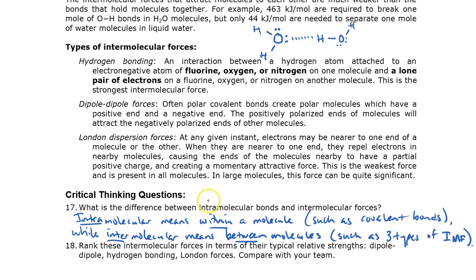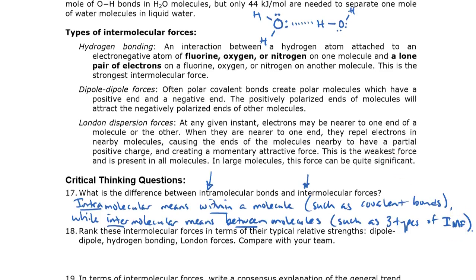Okay, so we know the prefix intra and the prefix inter. Intra means within, like intramural sports means sports within the same university, whereas intercollegiate athletics means we're playing the other universities. Okay, so intramolecular means within a molecule, such as covalent bonds. Another example would be ionic bonds. While intermolecular means between molecules, such as the 3 types of intermolecular forces listed above. I abbreviated because I couldn't fit that in my space.